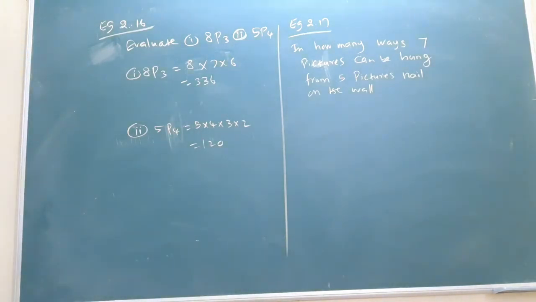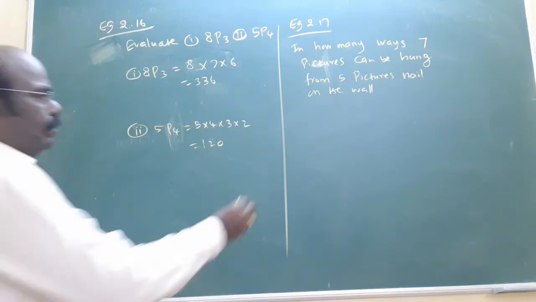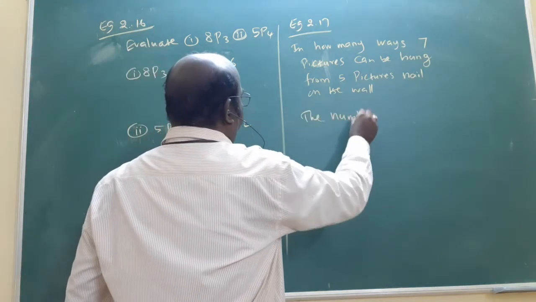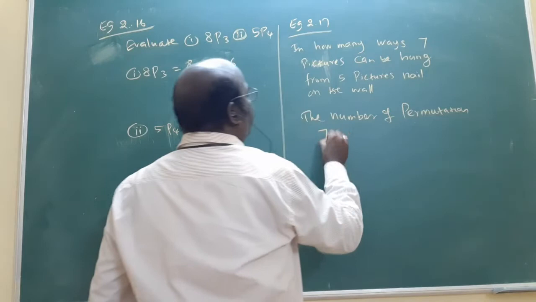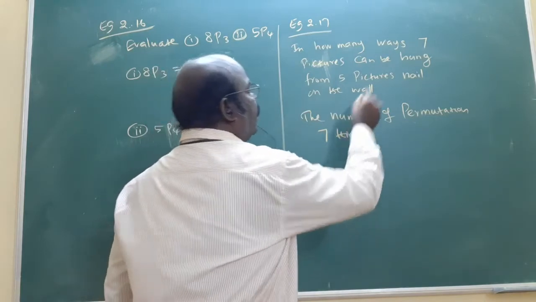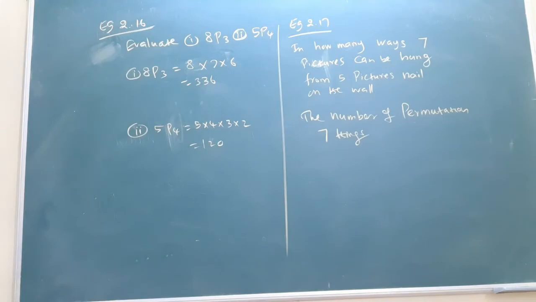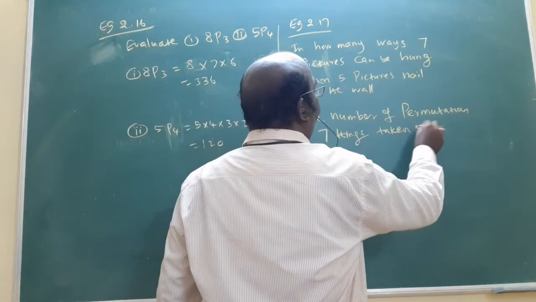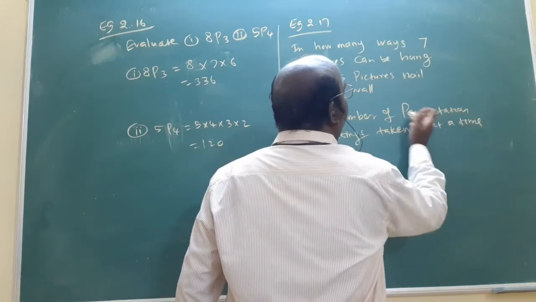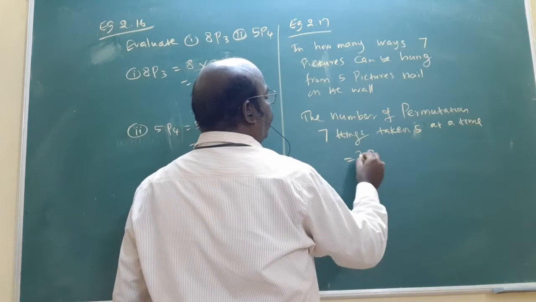Next one is: in how many ways can 7 pictures be hung from 5 pictures nailed on the wall? This is a question. The number of permutations is what is asked here. Therefore, the number of permutations of 7 things taken 5 at a time equals 7P5. This is the answer.